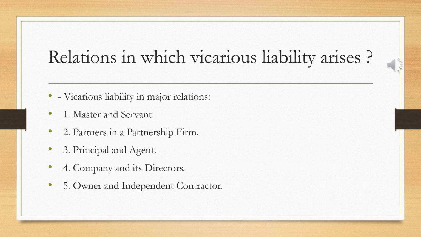Relations in which vicarious liability arises. These are the major relations in which vicarious liability of a person arises. Number 1, master and servant. 2, partners in a partnership firm. 3, principal and agent. 4, company and its directors. And number 5, owner and independent contractors.